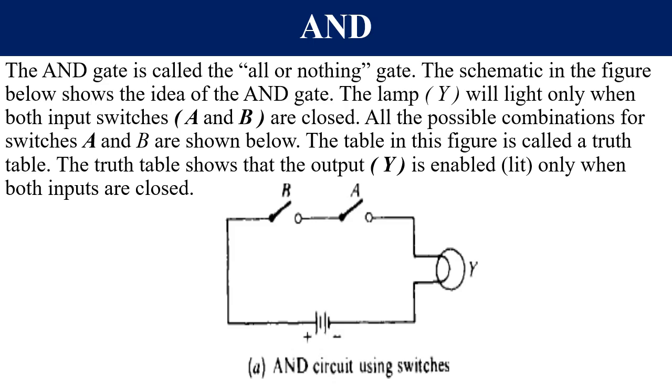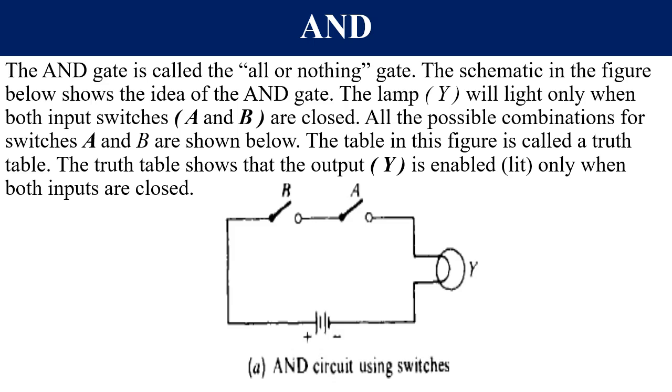If B is off and A is on, the lamp will not light. If A is off and B is on, the lamp will not light. If both A and B are off, the lamp will not light. Y will light only when A and B are both on. Hence we have the name all or nothing, which means all must be on, or else there is nothing at Y. That is an AND gate.